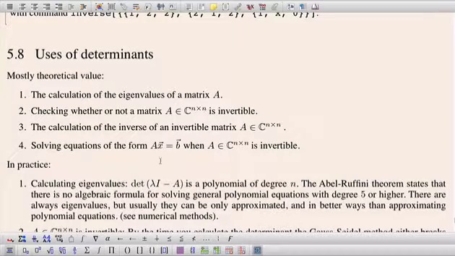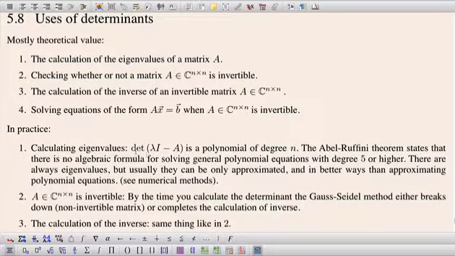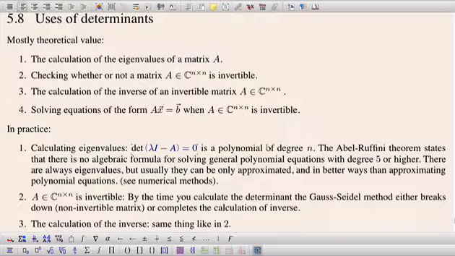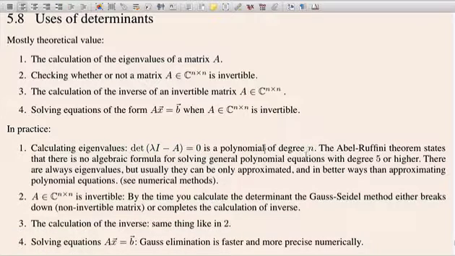In practice, let me mention that calculating the eigenvalues using the determinant means you want to solve determinant of lambda I minus A equals 0, which is a polynomial equation of degree n. And if you have degree 5 or higher, then in algebra there is the Abel-Ruffini theorem that states that there is no formula for solving it in general. We might be able to solve it if we are lucky. You can try to guess.